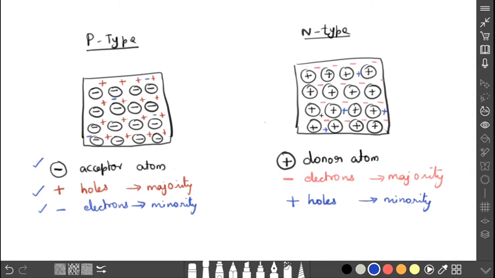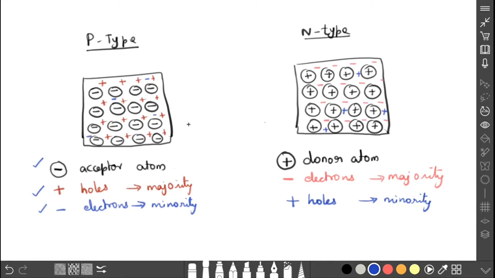In n-type, donor atoms will be there. That means it is ready to donate electrons. Why? Because it has an excess of electrons. That's what I mentioned, the plus symbol here with the circle. Electrons are the majority charge carriers, represented by the negative sign, and the plus sign represents the holes, which are minority charge carriers.